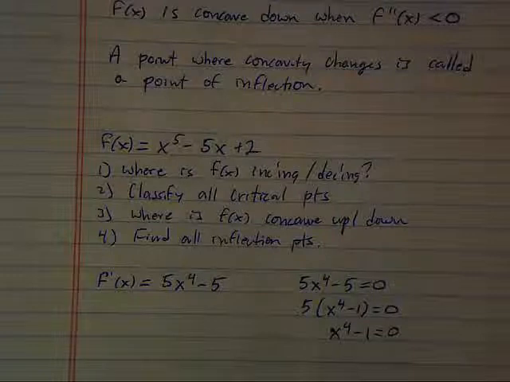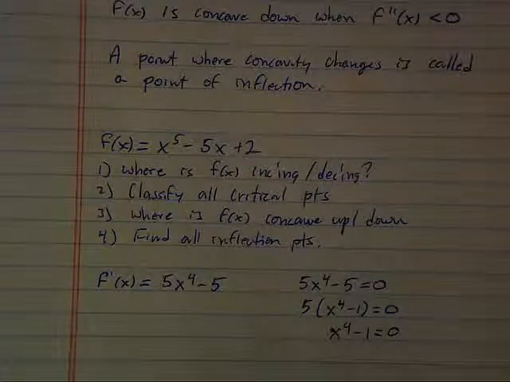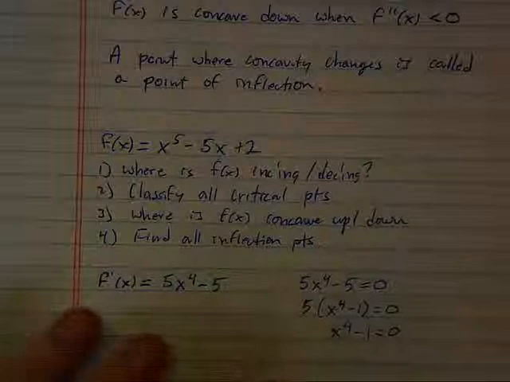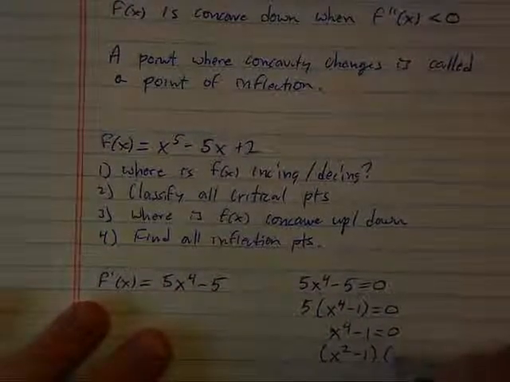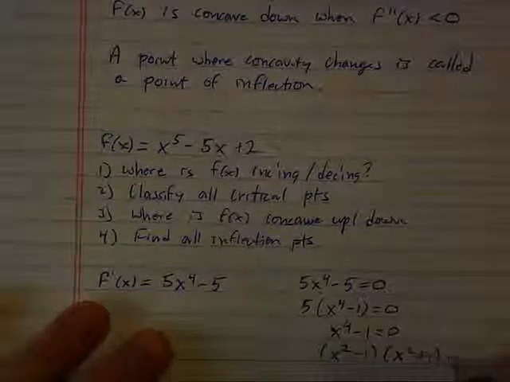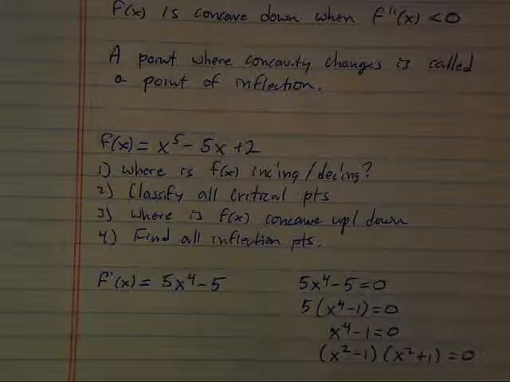It should have 4 answers. Some of them are going to be imaginary. That's correct. What you really want to do is you want to factor. This factors as x squared minus 1 and x squared plus 1. It's really a difference of squares. It's just kind of hidden.